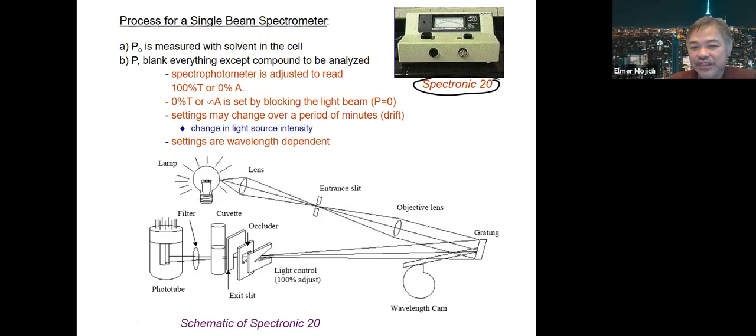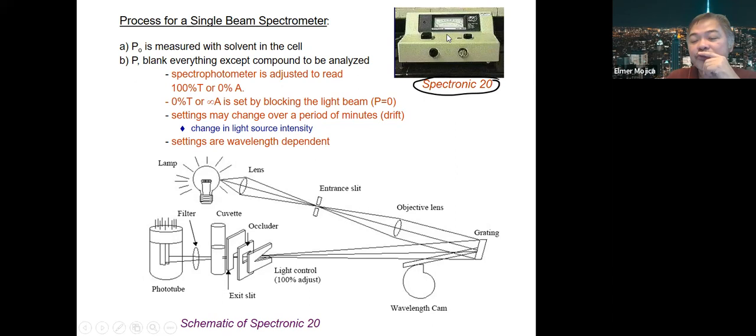Okay? So, zero transmittance or infinite absorbance is set by blocking the light beam. So, settings may change over a period of minutes. There's always a drift, a change in the light source intensity. So, usually what you do, you always use a blank and then sample and then blank and then sample because sometimes it drifts. Okay? So the settings are wavelength dependent.